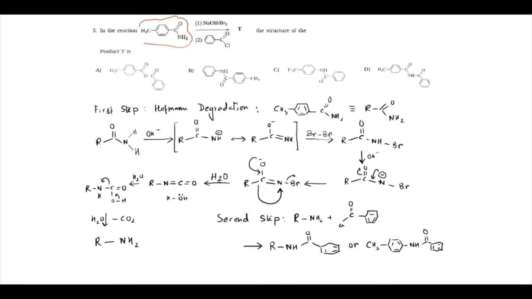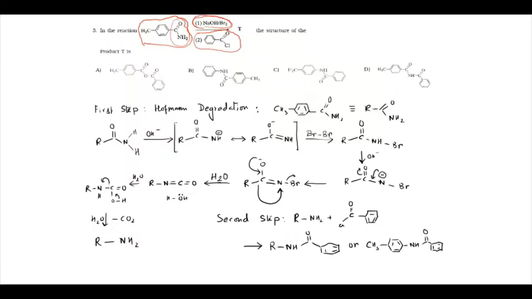Along with that we have two reagents. The first step is the reaction of sodium hydroxide and bromine, and the second step is the reaction of benzoyl chloride. Now you have to remember that whenever this kind of amide is present and sodium hydroxide along with bromine is given as a reagent, then it is a Hofmann degradation. So the steps of Hofmann degradation are given here.